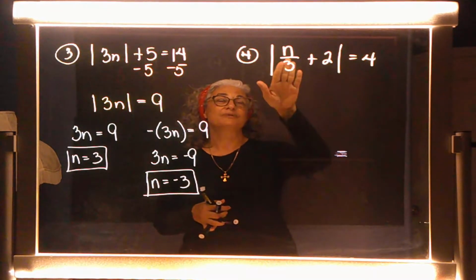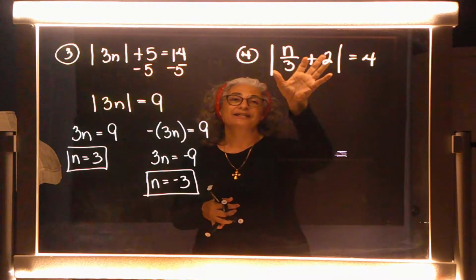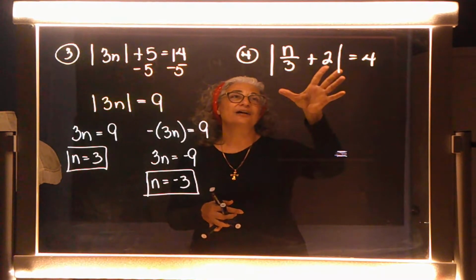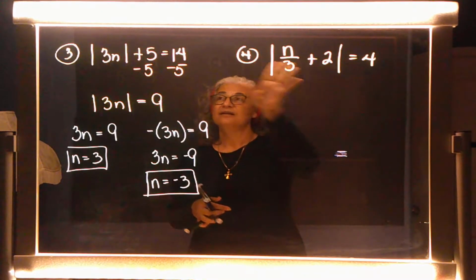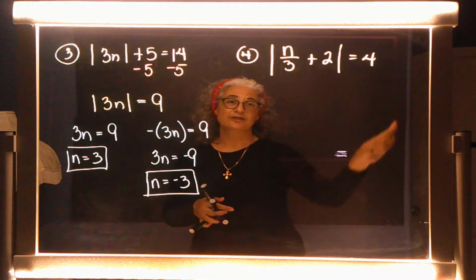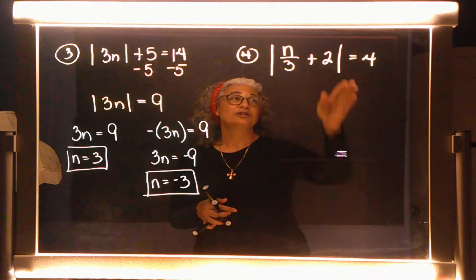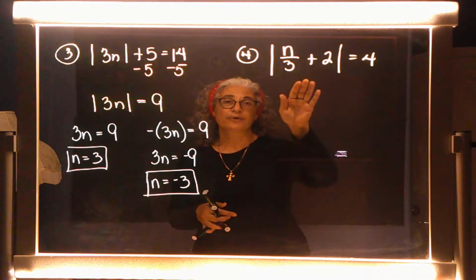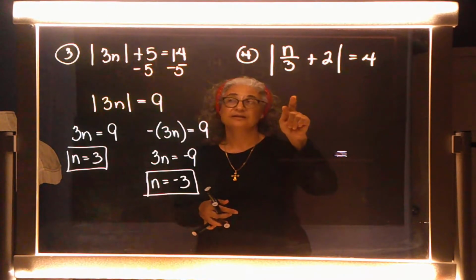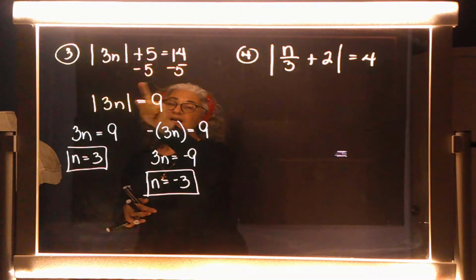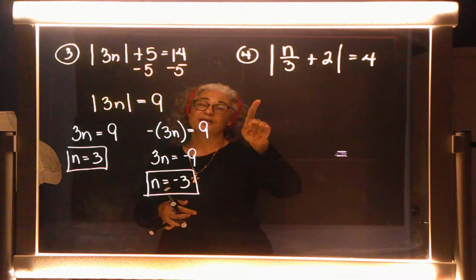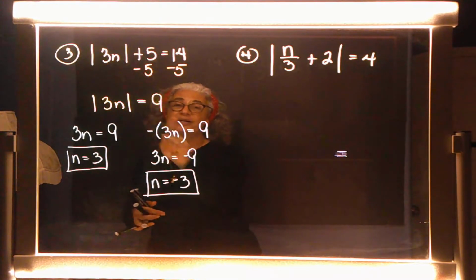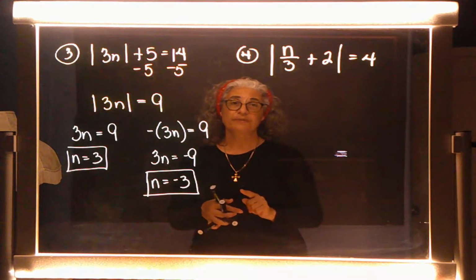Problem number 4, I'm still solving for n, and it's inside the absolute value, isn't it? Is there anything outside the absolute value on the same side of it? On number 3, I had that 5, so I had to move the 5 over first, didn't I? Do I have anything like that here? No. So here, I can break it into 2 equations right away. On number 3, I couldn't break it into 2 equations right away. I had to move the 5 over, and once the 5 was moved over, then I could break it into 2 equations. Are you with me?